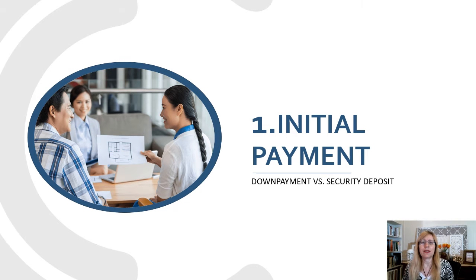The initial payment is how much cash will be required to pay out of pocket. When purchasing a home, it's the down payment and closing costs. When renting a home, it's a security deposit and the first 2 months' rent. Let's compare each of these.